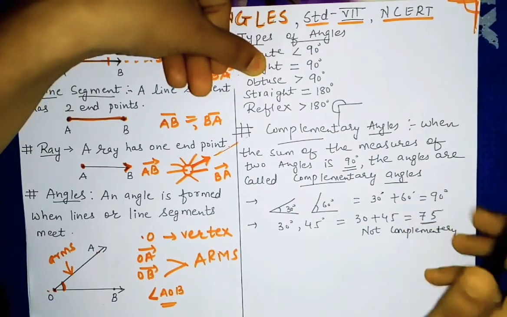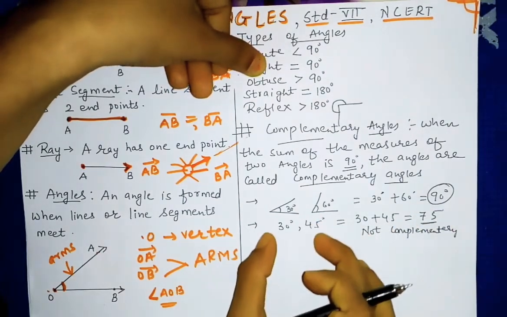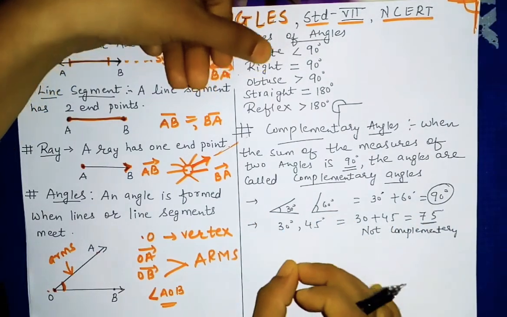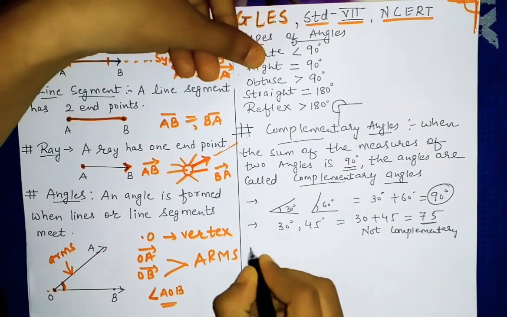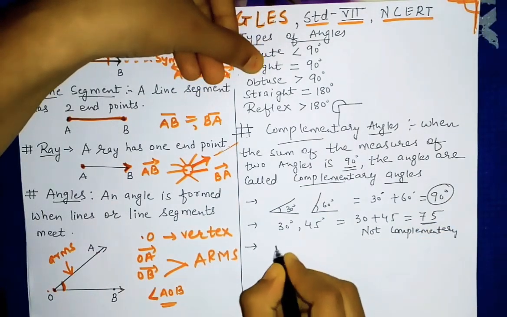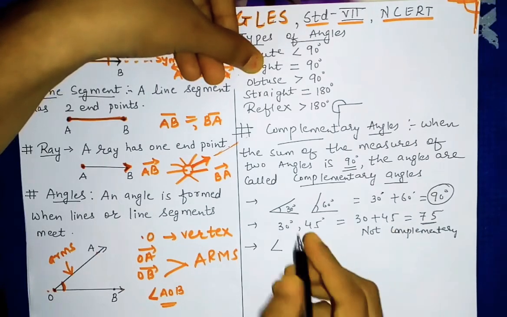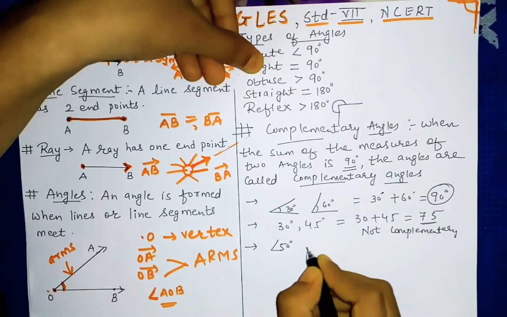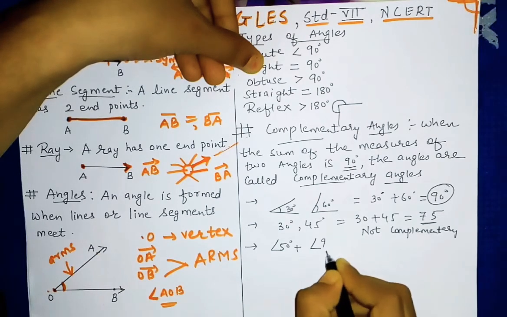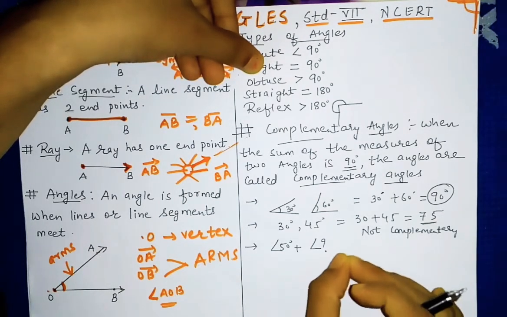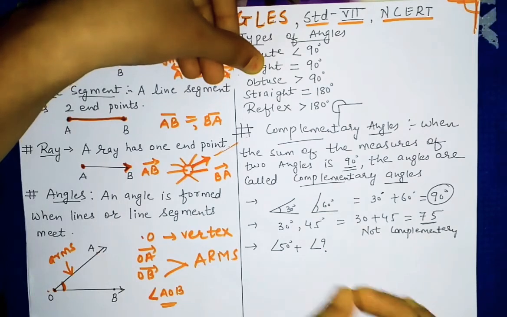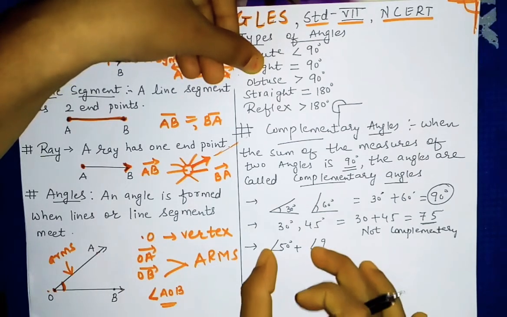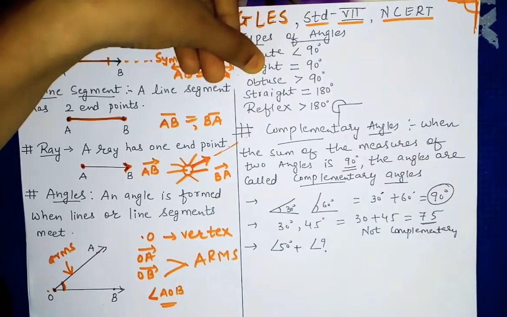If the total is 90 degrees, then these angles are called complementary angles, otherwise not. Or the question can also be like, suppose one angle is given to you, for example one angle is 50 degrees and another angle is not given. Now you have to find out the other angle, and they have given that they both are complementary, that is given in the question.